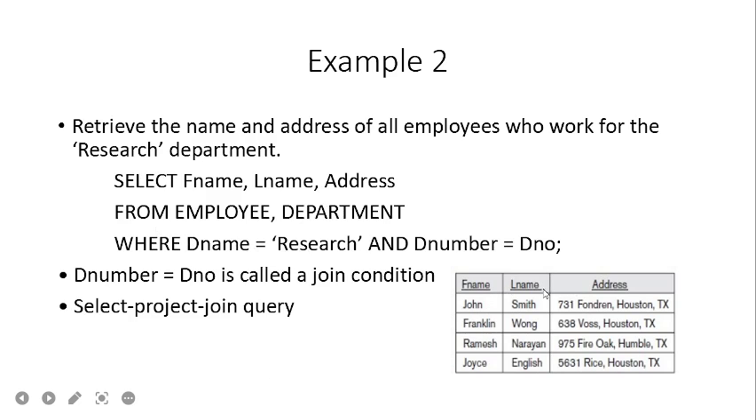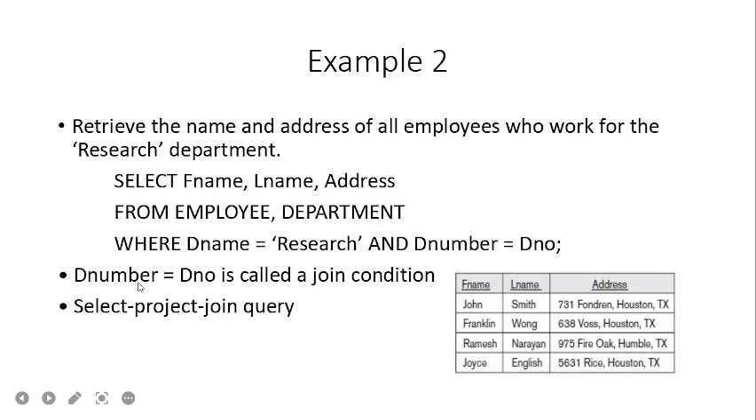And you will be getting details like this. You have fname, lname, address, and fname John Smith and the address is there. So all these persons are working for the research department. How do you get that? You combine or compare D number with DNO. If they are equal, then from that you will be taking D name is equal to research. And the tuples that satisfy this condition are John, Franklin, Ramesh, and Jules.